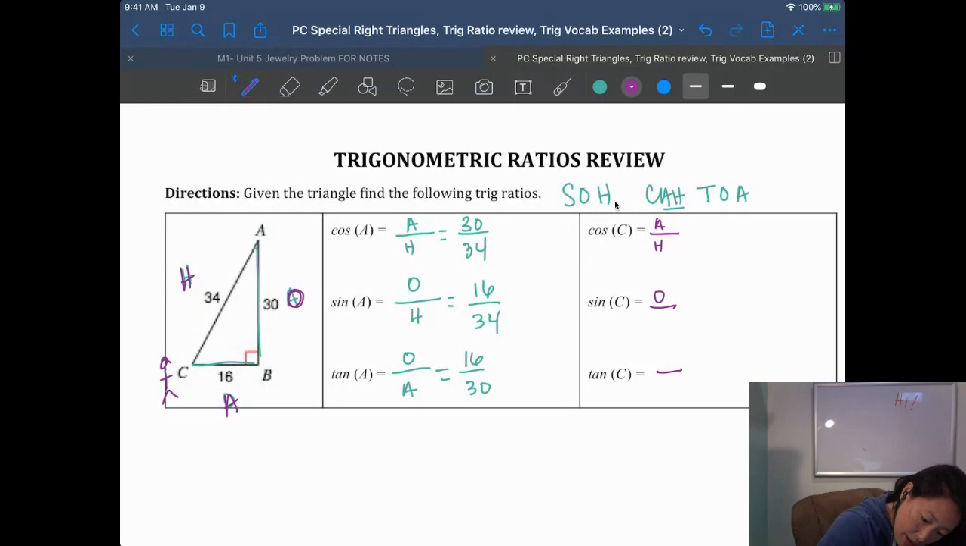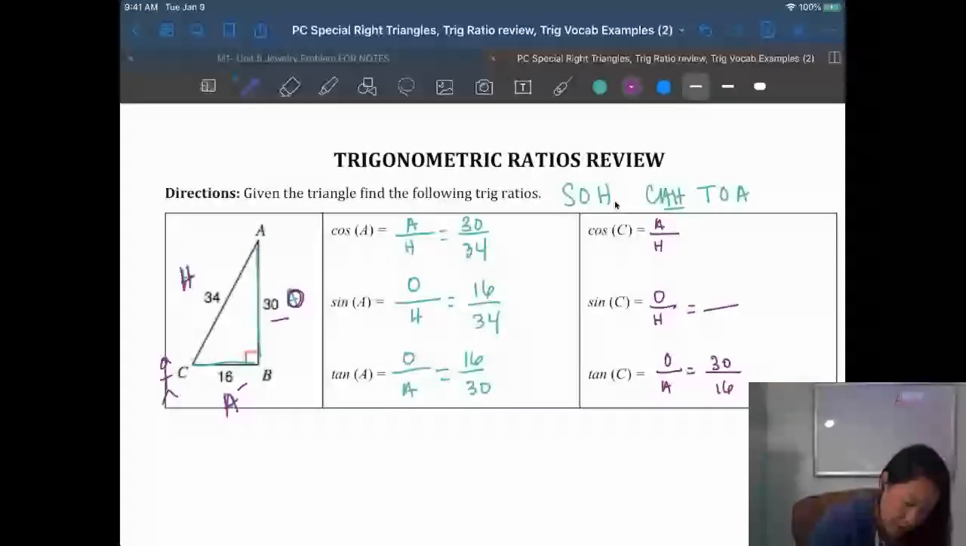Okay, so starting with tangent, we have 30 over 16, so the ratio flips, and you can simplify that. Then sine C would be opposite, which is 30, over the hypotenuse, which is 34. And then the side length at side C, that is adjacent, is 16 over 34. And again, I think you guys can simplify those on your own.